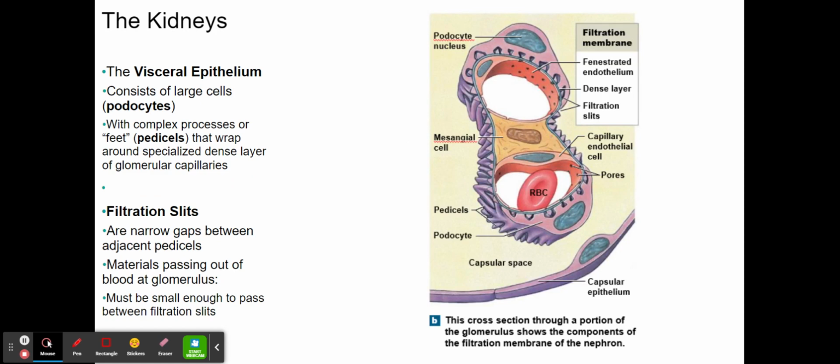The visceral epithelium consists of large cells with complex processes, or feet, that wrap around the specialized dense layers of the glomerular capillaries. These unusual cells are called podocytes. Their feet are known as pedicels. Material passing out of the blood at the glomerulus must be small enough to pass the narrow gaps, called the filtration slits, between adjacent pedicels.